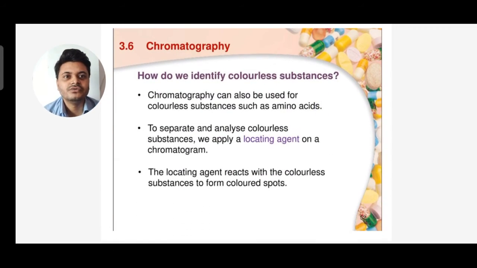Next, how do we identify colorless substances? Chromatography can also be used for colorless substances such as amino acids. So chromatography is not used only for colored substances, but also for colorless substances such as amino acids. To separate and analyze colorless substances, we apply a locating agent on the chromatogram. The locating agent reacts with the colorless substances to form colored spots.